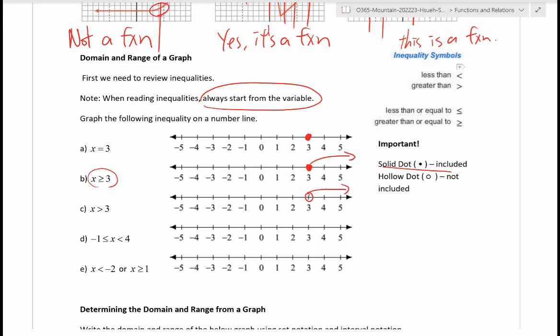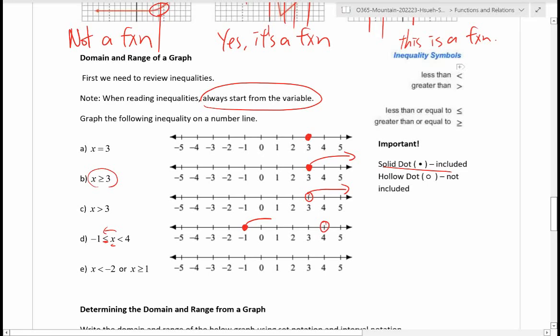Okay. Part D, a little trick here. Now we have two numbers. Again, reading from the variable, it says x is greater than or equal to -1. So at -1, I'm going to put a solid dot, because there's an equal sign. Now it's to the right of -1 because x is greater than that. So I'm going to draw this way. I'm not going to draw the arrowhead just yet because here it also says x is less than 4. No equal sign, so it's going to be a hollow dot.